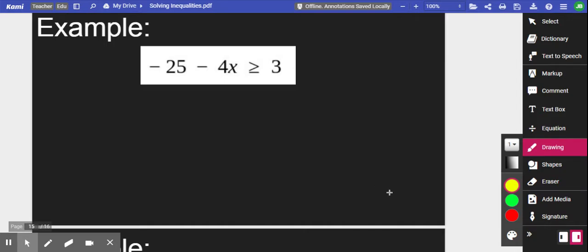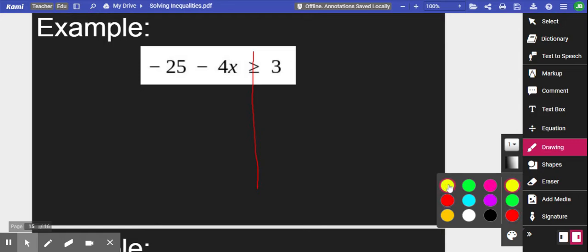So the first thing I need to do is to build my wall. When I build my wall, I am doing nothing more than separating my problem into a left side and a right side. Then I want to make sure that my terms are combined as needed. On the left side, we are combined. The negative 25 cannot combine with the negative 4x because the negative 4x has a variable. On the right-hand side, there's nothing to combine.